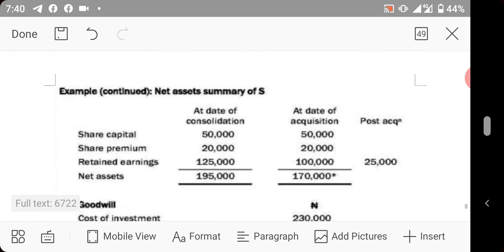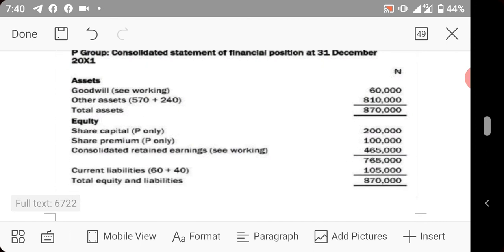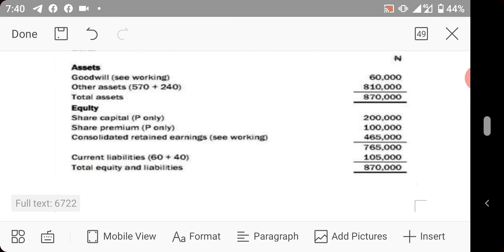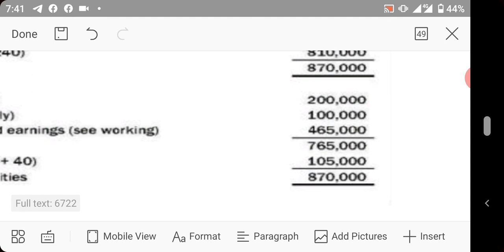So you now consolidate. You go back. Consolidation is simple. You bring in goodwill. That's the first thing you bring in. You now bring in other assets. Other assets will be the other assets of the parent company plus other assets of the subsidiary. You add up, you have 870. You now bring in your ordinary share and your share premium, which will be that of the parent company only. You now bring your working for consolidated retained earnings here. You have this value. Then you come here and bring in your current liabilities, which is that of the holding company and the subsidiary. Added together, 60 and 40 will give you 100. If you add up, it will balance. So that is how it is.